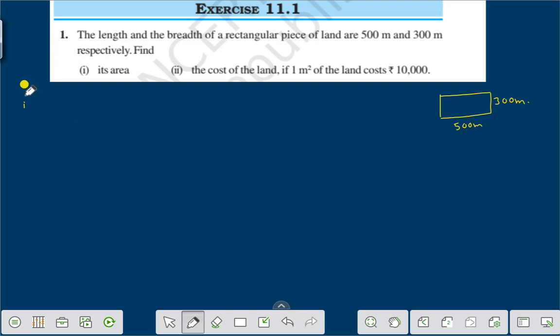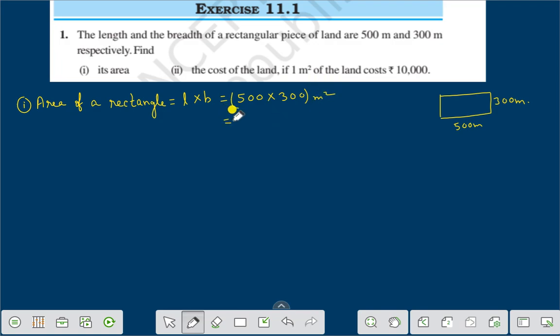We know that the area of a rectangle is equal to length into breadth. Here length is given as 500 and breadth is given as 300, and meter into meter is meter square.